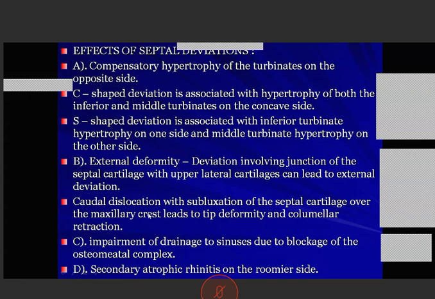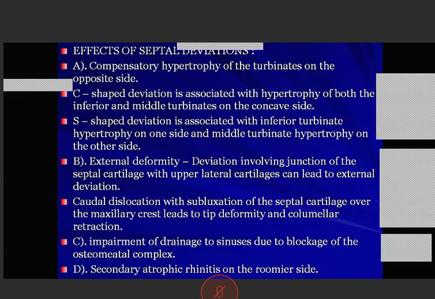The caudal dislocation with subluxation of the septal cartilage or the maxillary crest leads to tip deformity and columellar retraction. So when there is a caudal dislocation with subluxation of the septal cartilage, it means the septal cartilage, which is kept in the groove of the maxilla and the palatine bone, is dislocated from that. Then you will have the tip deformity and columellar retraction.